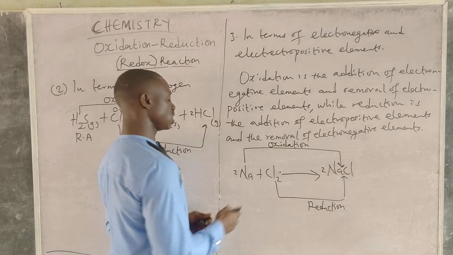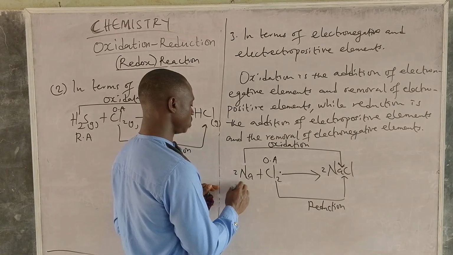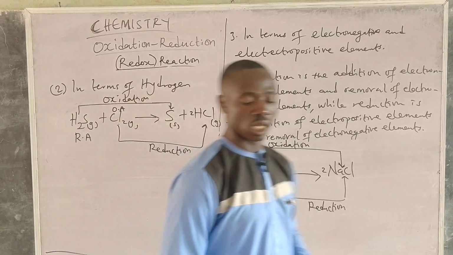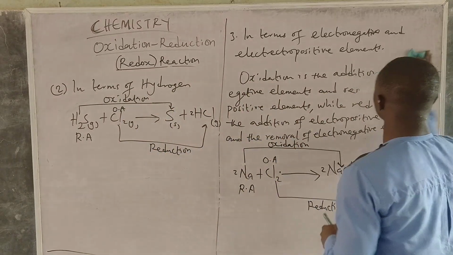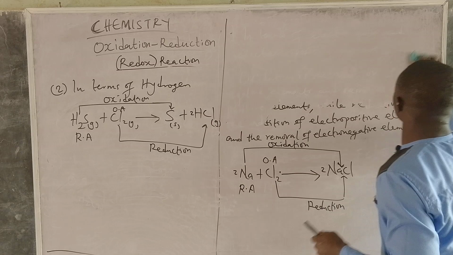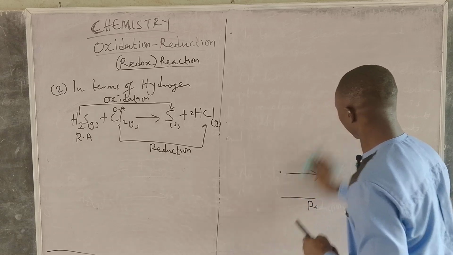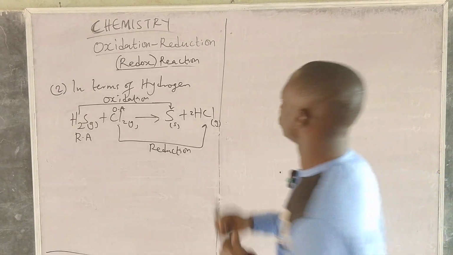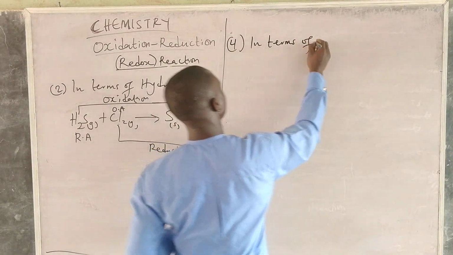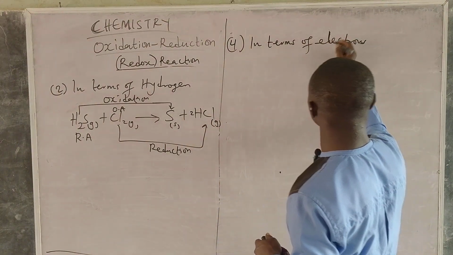So which one is the oxidizing agent? The oxidizing agent is the one that is being reduced, while the reducing agent is the one that is being oxidized. All right. Now we move to the next definition of oxidation reduction. Number 4. This has to do with electron transfer. So in terms of electrons, what is oxidation reduction in terms of electrons?